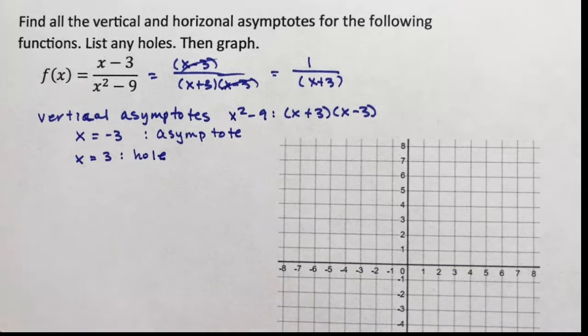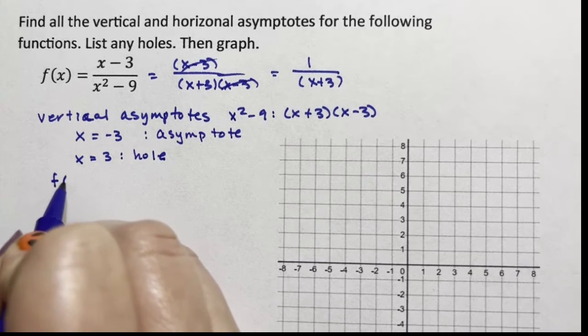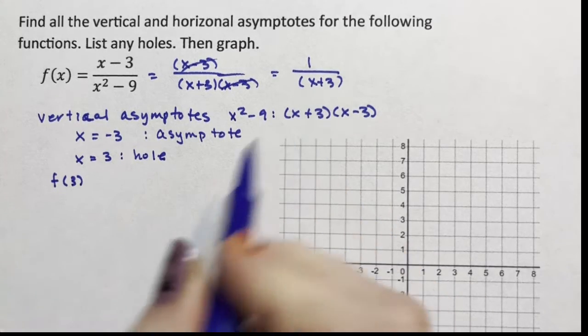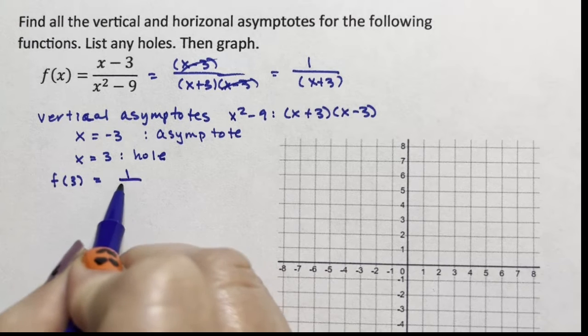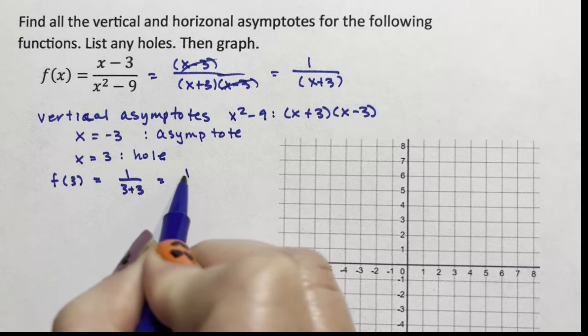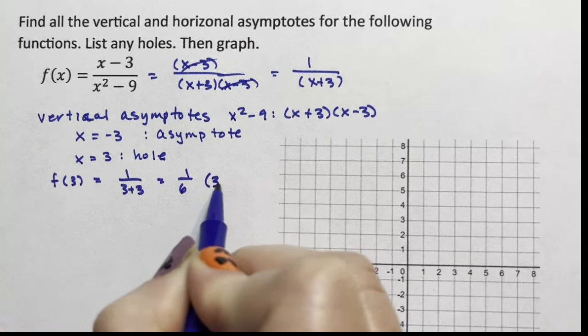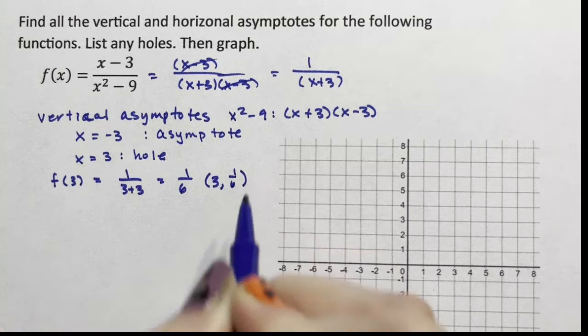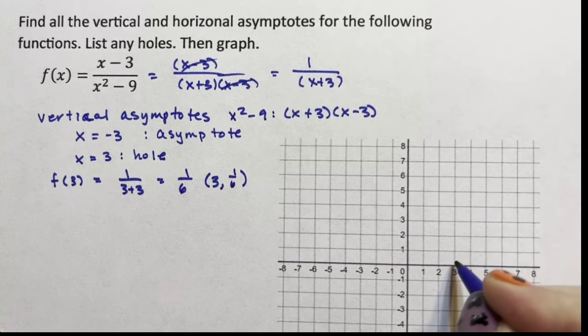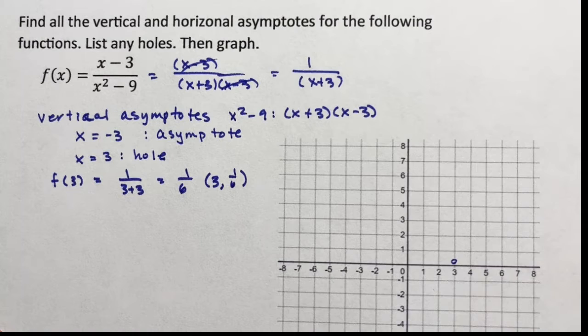To figure out the full hole, I'd say f of 3, using my reduced function, is 1 over 3 plus 3, which equals 1/6. So (3, 1/6) is my hole. Right about here is a hole in the graph. This is the difference between an asymptote and a hole in the graph.